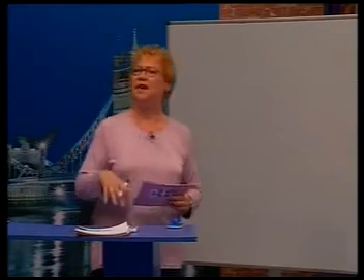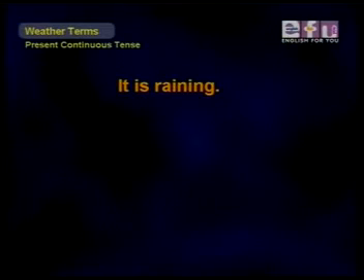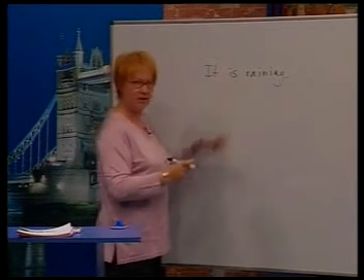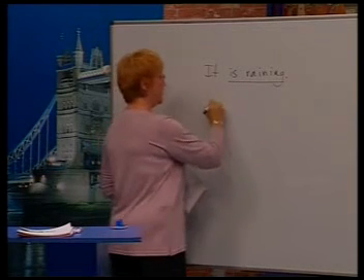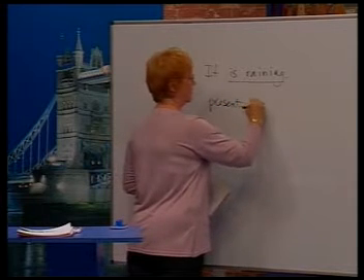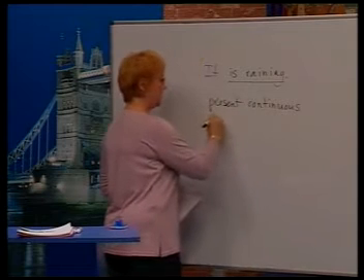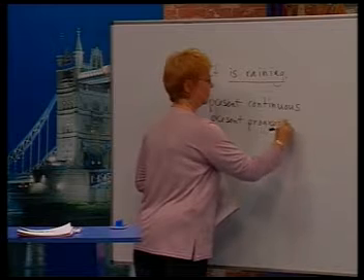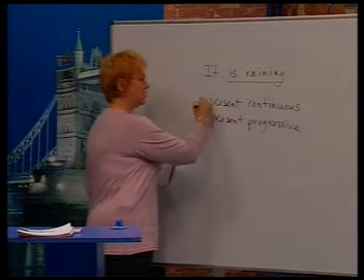Now, let's talk about the other kind of sentence. Here's the example. It is raining. Okay? Now, we're going to look at this kind of verb. This verb has two names. One name is present continuous, or the other name is present progressive. These are the same. But this is the one that we're going to use.